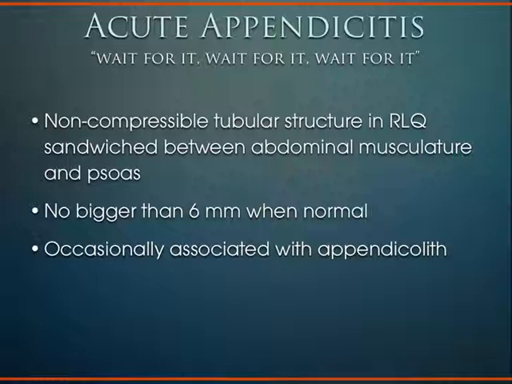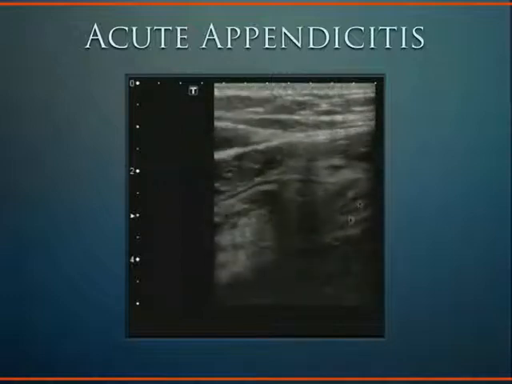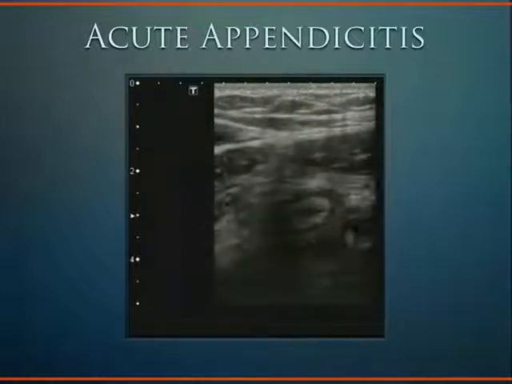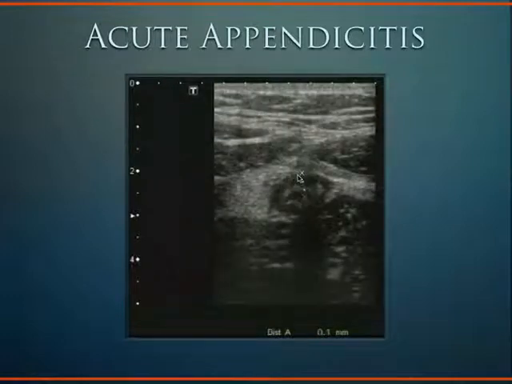And so a normal appendix should not be more than 6 millimeters. We're compressing that abdominal wall musculature all the way down to psoas. And sometimes, as you'll see in some of these examples, you can have an appendicolith. This is appendicitis here. We see the psoas muscle down here, abdominal wall musculature here, and when we compress, that appendix gets wedged between psoas and abdominal wall musculature. This one is 9.7 millimeters. Greater than 6 millimeters, boom, appendicitis.